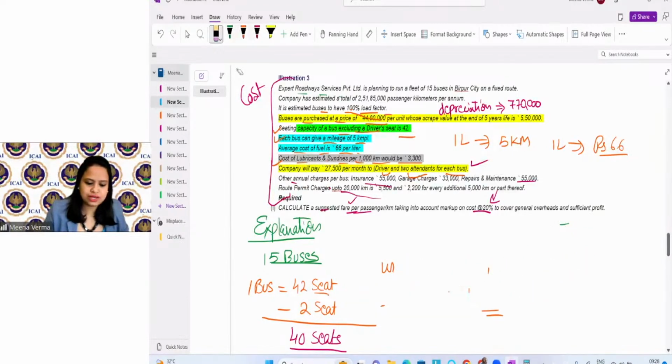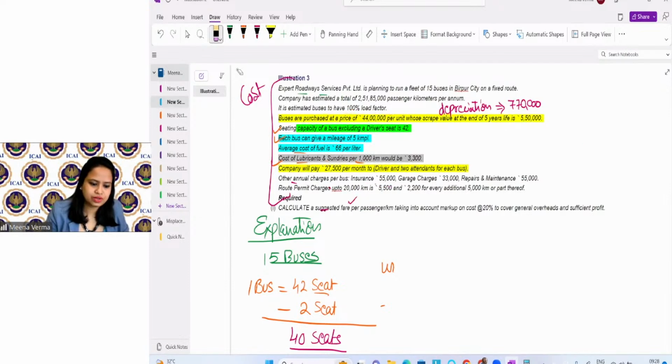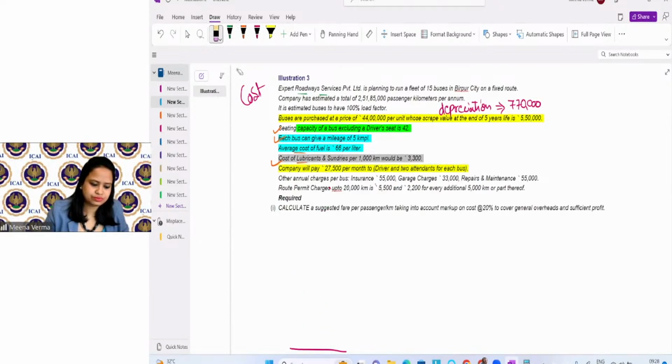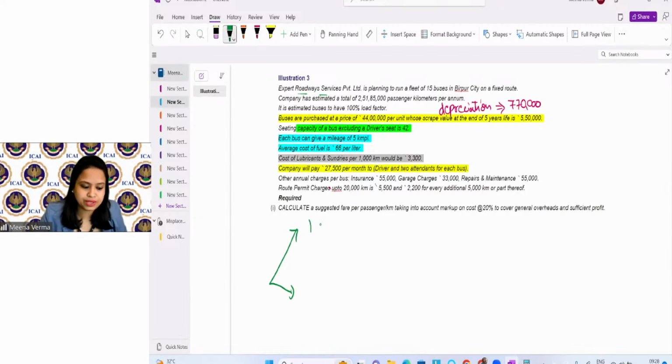Now let's quickly add all the costs and solve the questions. So you can see what are the standing costs and what are the running costs of the company. Running means the total variable cost, and standing means the fixed cost of the company. Let's see. So depreciation is a standing cost.